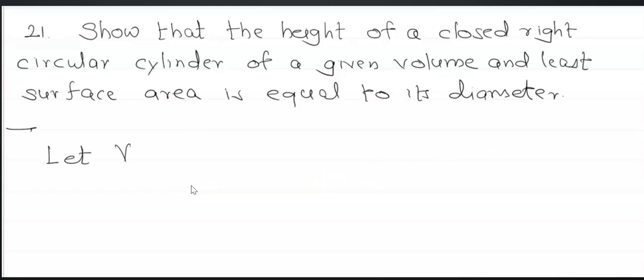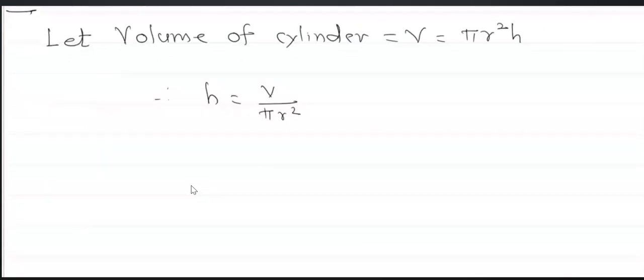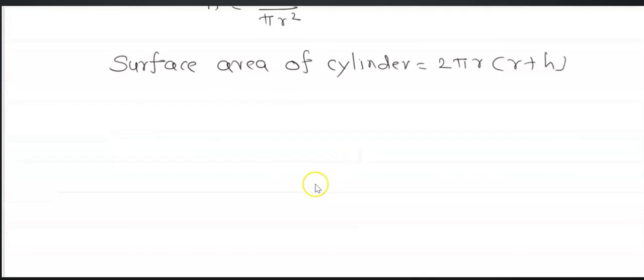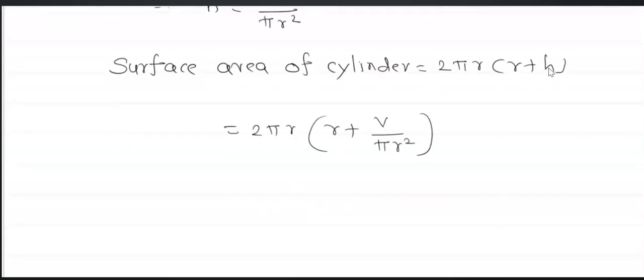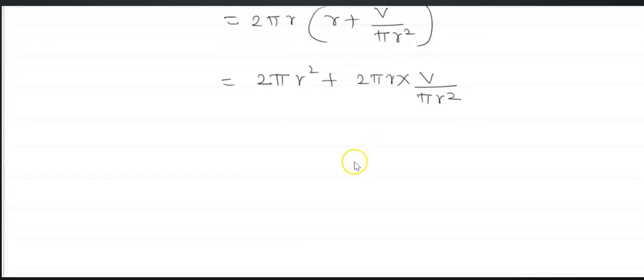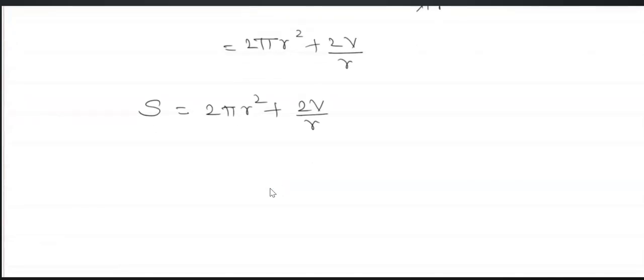Let the volume of the cylinder v be equal to pi r square into h. Therefore, h is equal to v upon pi r square. The surface area of the cylinder is equal to 2 pi r in bracket r plus h. And we'll substitute the value of h as v upon pi r square, so that s is in a single variable. Therefore, s is equal to 2 pi r square plus 2v upon r.